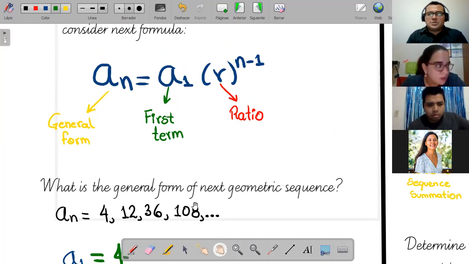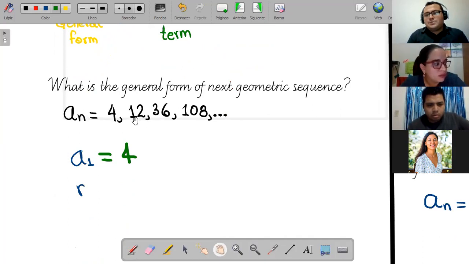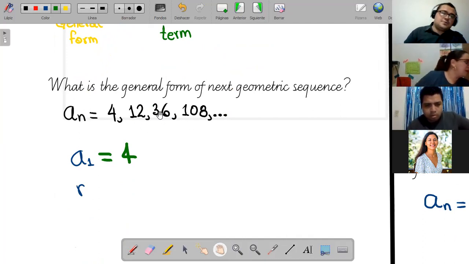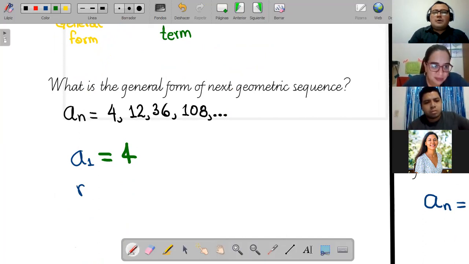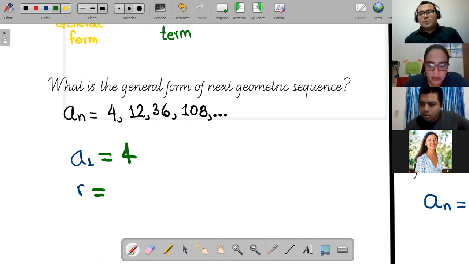We need the ratio. For that, we're going to suppose that it's a geometric sequence. To prove that it's a geometric sequence, you know what to do, but we're going to say that it's a geometric sequence and get that ratio. Now, how can you get that ratio? It will be the number that multiplies the last one to get the new one, and so on.